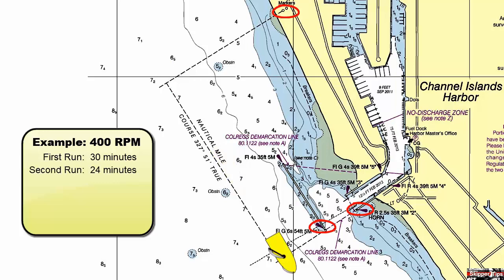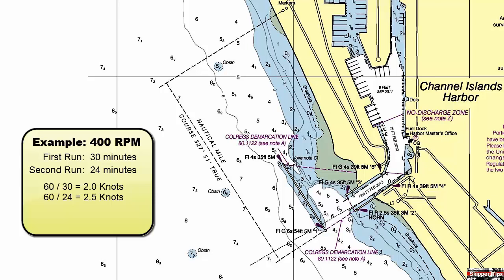Now let's calculate our speed at this specific RPM. For this calculation, we will divide our minutes into 60, and this will give us our speed on each run. Our first run at 400 RPM was 30 minutes. We divide 30 into 60, and this gives us 2 knots.